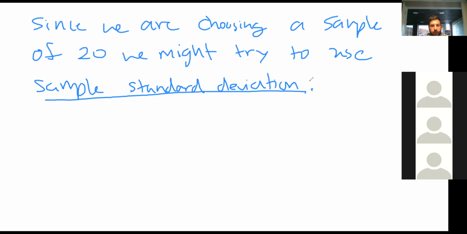So again, let me reemphasize this. We're not looking for an individual value. We're looking for a value of a sample. In particular, the mean of a sample. So what does this mean?